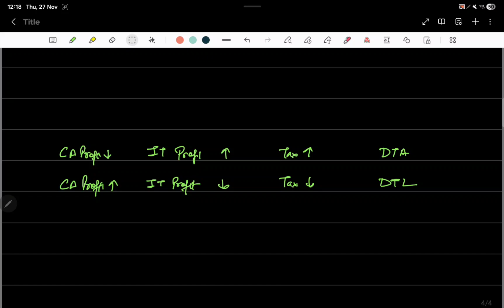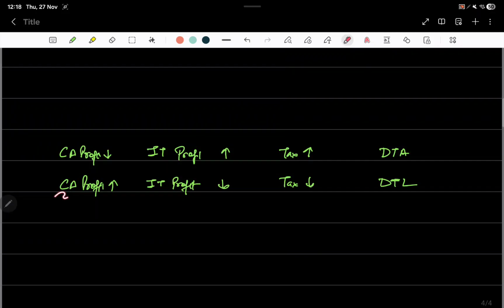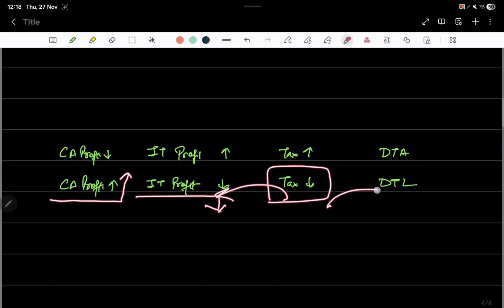Now in short, you can just go through this chart. Very simple. If the Companies Act profit is less and the income tax profit is more, ultimately you have to pay more taxes, and then you create a deferred tax asset. Asset is created. And on the other side, when the Companies Act profit is more and the income tax profit is less, ultimately you have to pay as per the Income Tax Act. So you paid less taxes, but there is a liability created in future, so it is a deferred tax liability. Okay.